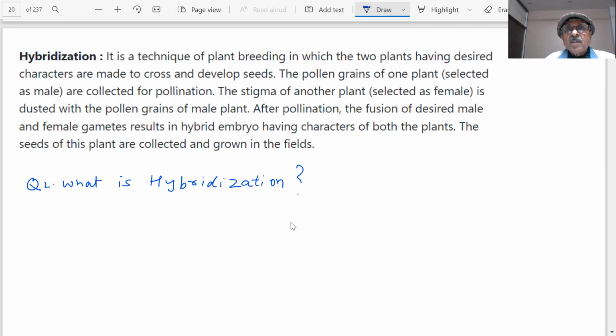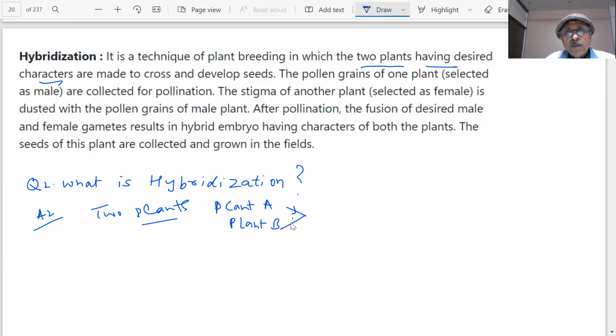It is a technique of plant breeding in which two plants having desired characters are made to cross and develop seeds. You have two plants, okay? Plant A and plant B, student. You hybridize the two and make them cross. Cross breeding, and develop the seeds. So by cross breeding, you are developing the seeds.